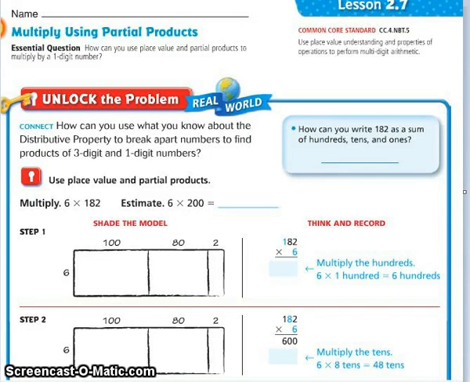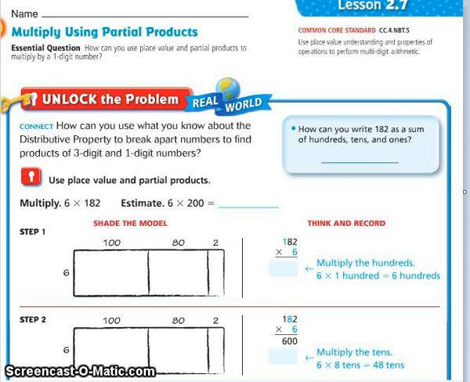Multiply using partial products. How can we use place value and partial products to multiply by a one-digit number? That's our essential question. Let's unlock the problem. How can we use what we know about the distributive property to break apart numbers to find the products of a three-digit and one-digit numbers?